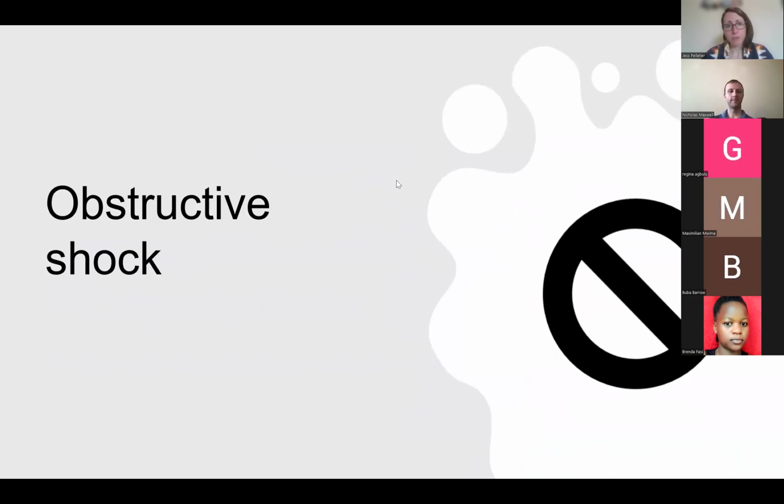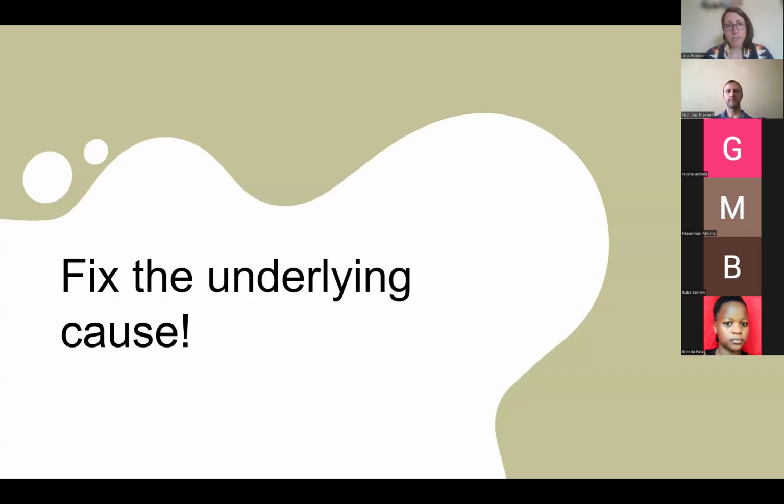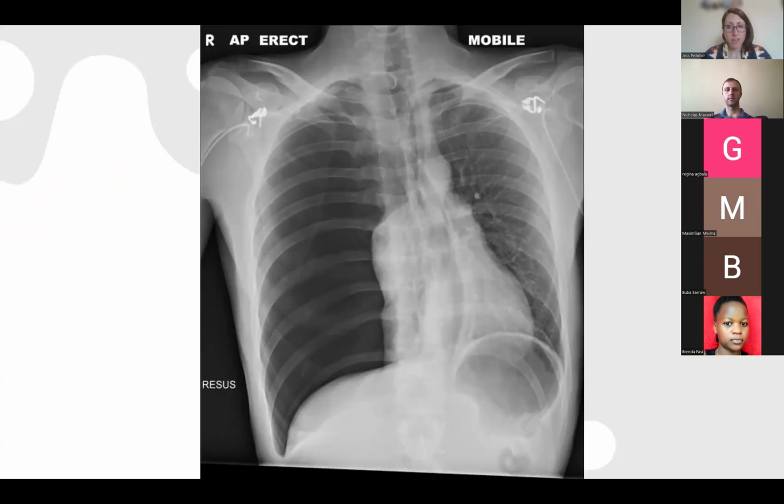Okay, moving to obstructive shock. So you need to fix the underlying cause for these people where it can be fixed. And there are some causes of obstructive shock that you and I are not going to be able to fix in the clinic or in the emergency setting, and we'll talk about that. Who can tell me what's going on with this poor patient? This is a very scary cause of obstructive shock.